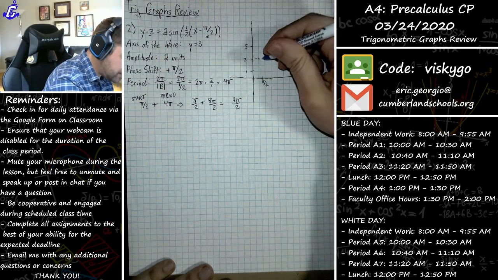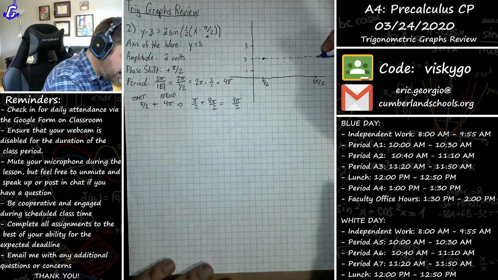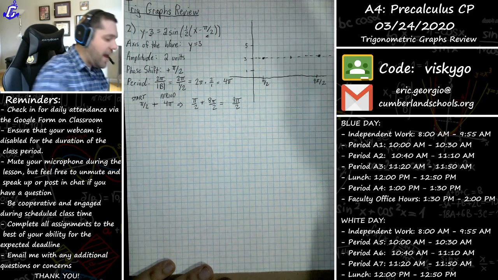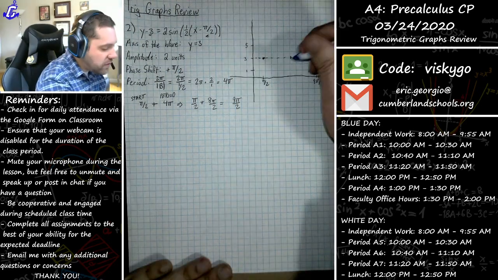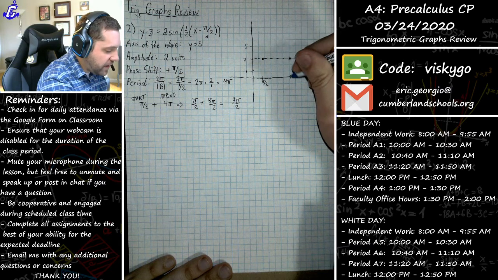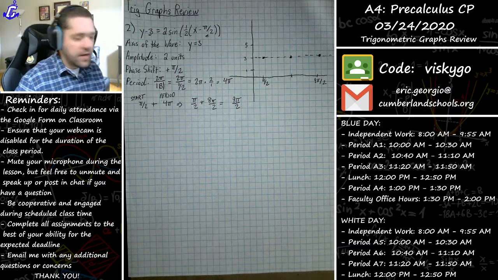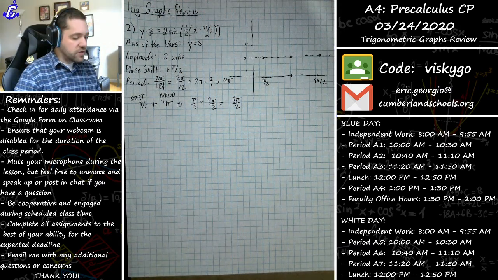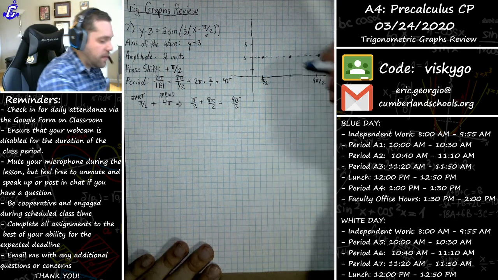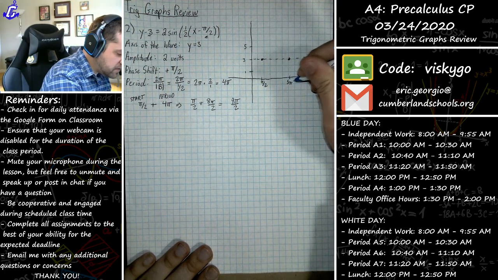So since it's sine, we're going to start right on that axis of the wave. We're going to end right on that axis of the wave. Halfway between, we are also going to be on the axis of the wave because that's how sine looks. Now, what's halfway between pi over 2 and 9 pi over 2? That's going to be 5 pi over 2.